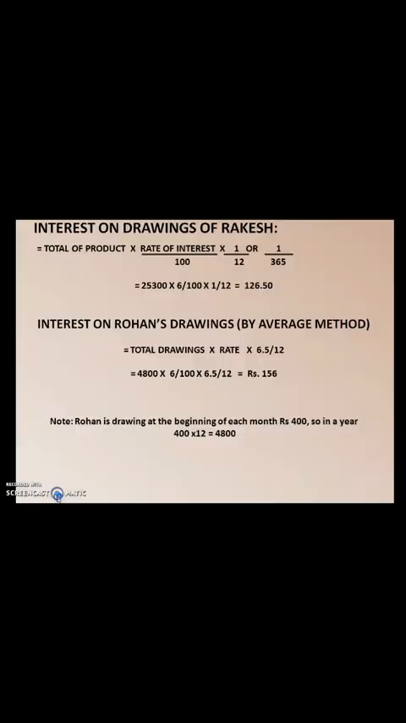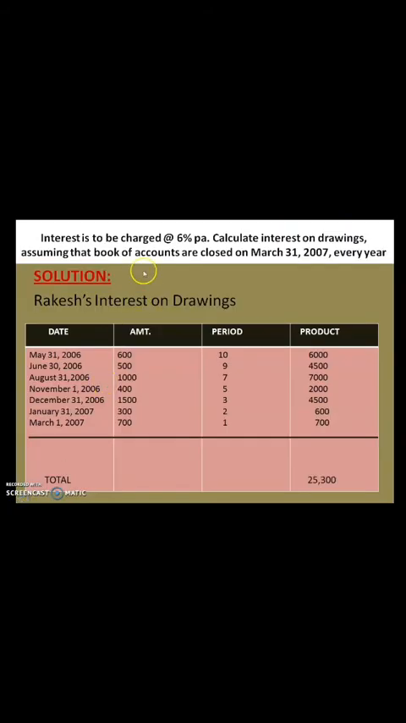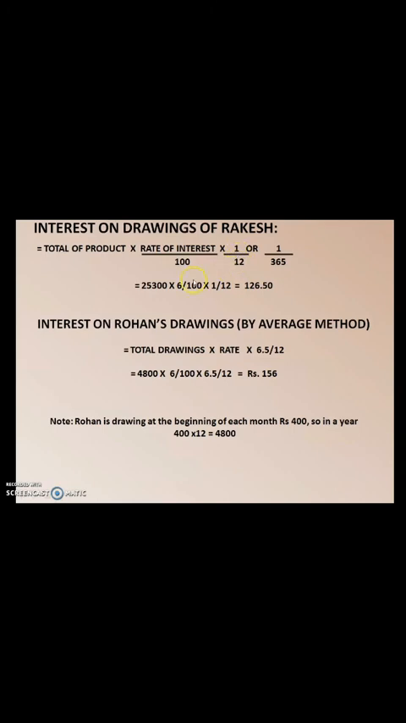25,300. So that you can use over here into what is the rate of interest given to you in the question? See, rate of interest is 6%. So that also you can write over here 6 by 100. Rate of interest is 6 by 100 into 1 by 12. You can use 1 by 12 or 1 by 365. Usually 1 by 365 is used if you are given the days. Okay, instead of total of product, sometimes they will give you in days.